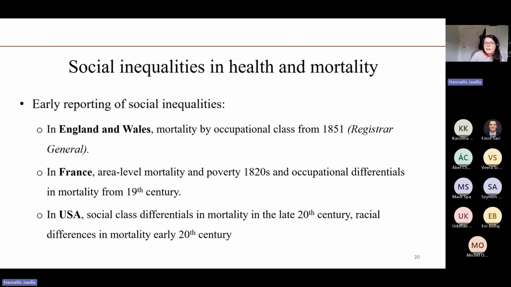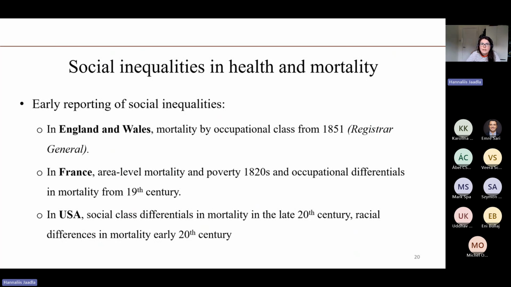But let's move on. We've talked about the measures. I'll go now into a bit more about thinking about the long-run changes of social inequalities in health and provide some examples. I just wanted to show that social inequalities in health is not some sort of recent interest. It has quite a long-standing history. One of the earliest, England and Wales, or the UK, has always been at the forefront of studying social inequalities in health and mortality. And the Registrar General started already collecting mortality by occupational class from the 1850s onwards.